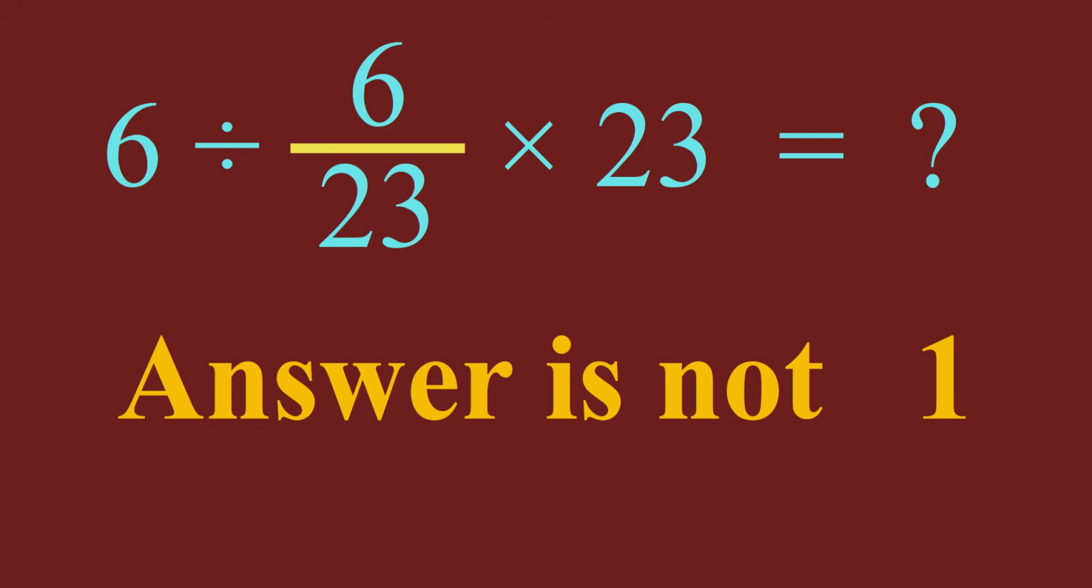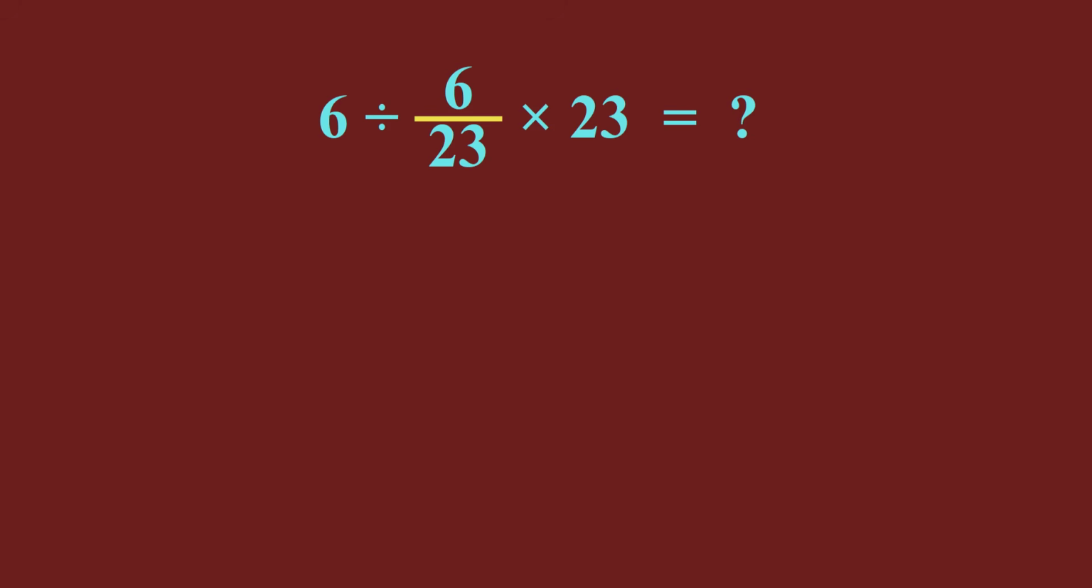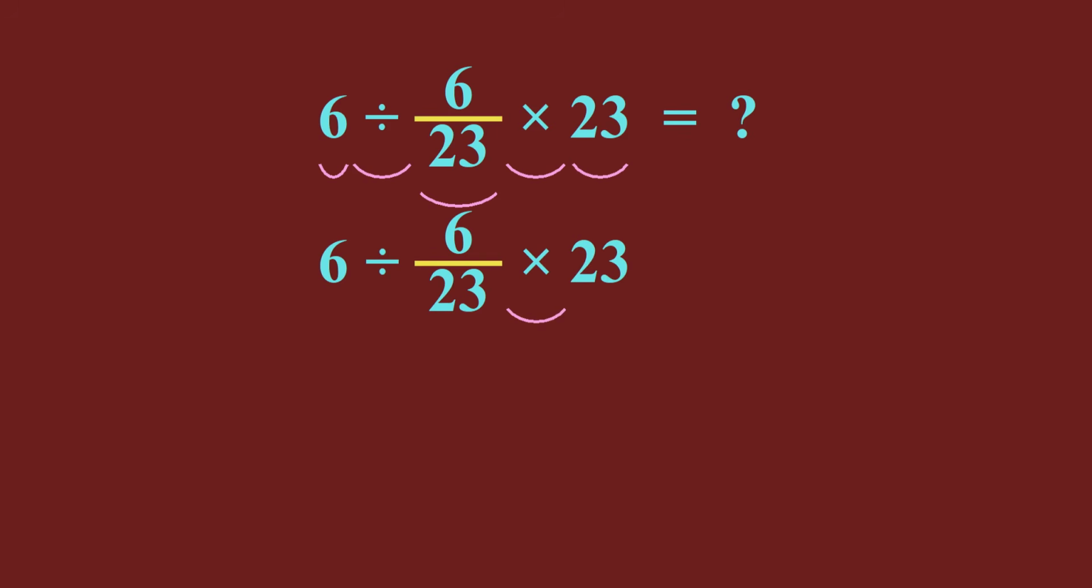In this overview, our goal is to determine the numerical value of this statement. 6 divided by 6 over 23, then times 23. First we do this multiplication. 6 over 23 times 23. We can easily cancel this 23 and this 23. So here we have this 6 only, and 6 divided by 6 equals 1.